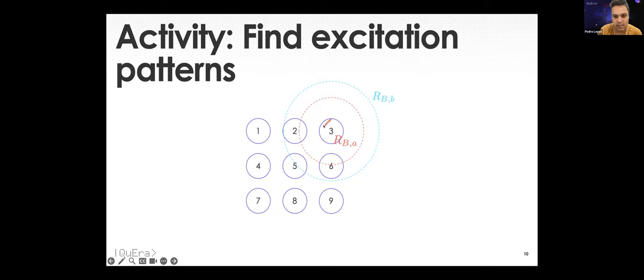one of these atoms. So let's say, for example, I'm going to excite atom number 3. Right. So if I excite atom number 3, which other atoms can be excited given a blockade radius R_B? I'll give you time to think about it and maybe paint. Or if you don't want to paint, you can always just type in the chat the number of the atoms that will be excited together with atom 3.